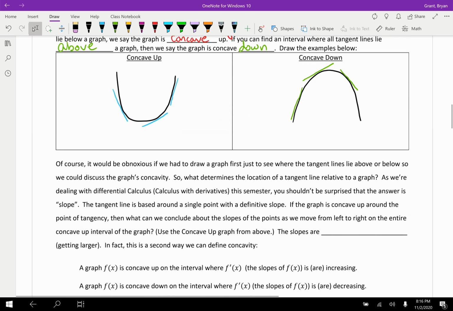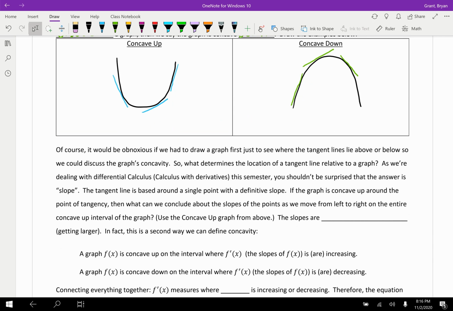Now, it'd be pretty obnoxious if we had to draw a graph first just to see if the tangent lines were above or below it, and then how do we decide where the tangent lines stop being or start being above and below? How do we decide where the concavity switches?